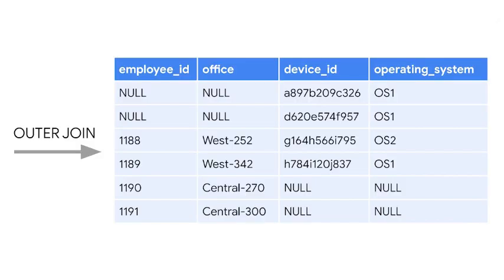Last, we'll discuss full outer joins. Full outer join returns all records from both tables. Using our same example, a full outer join returns all columns from all tables. If a row doesn't have a value for a particular column, it returns null. For example, the machines table did not have any rows with employee ID 1190, so the values for that row in the columns that came from the machines table is null.